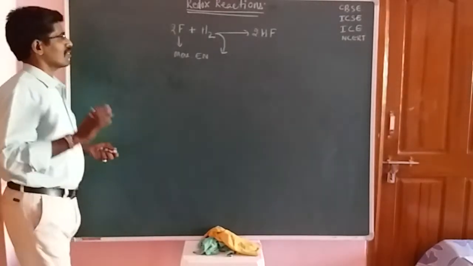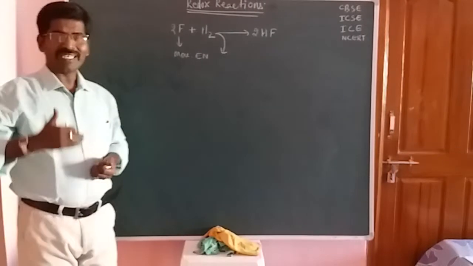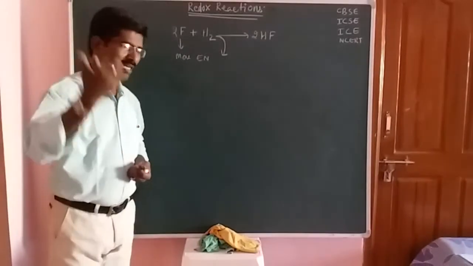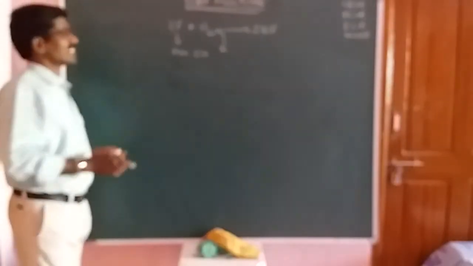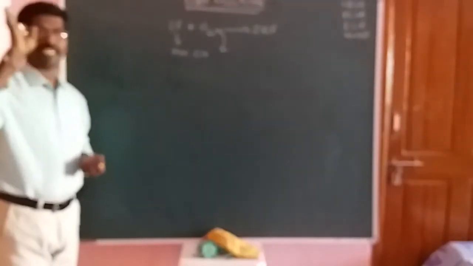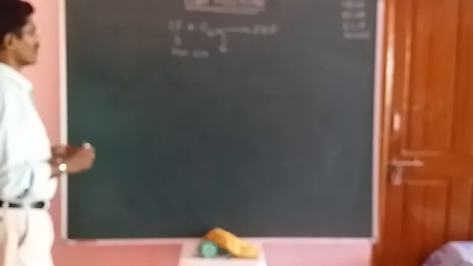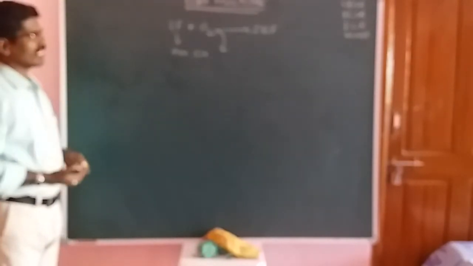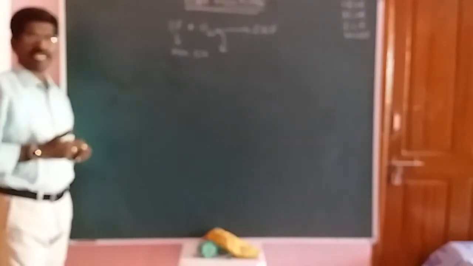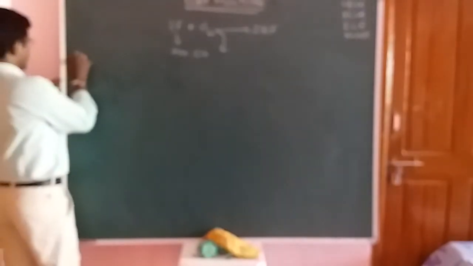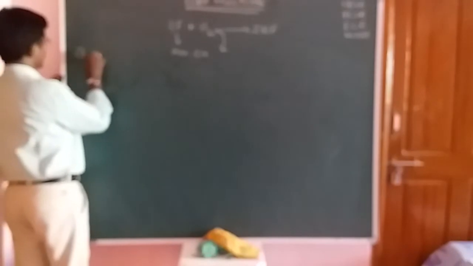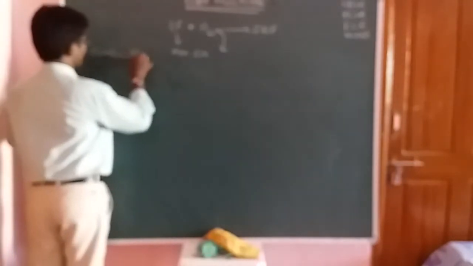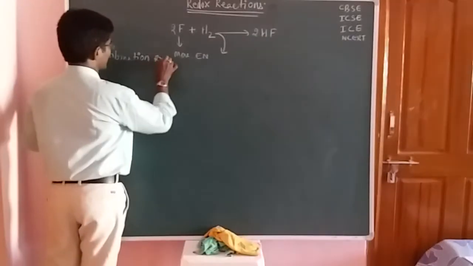Okay, students. Now the next one is based on the reactivity of the elements. The redox reactions are classified into several types. First of all, we want to discuss them one by one. Which type of redox reaction takes place in chemical reactions? First, the first reaction is the combination reaction.